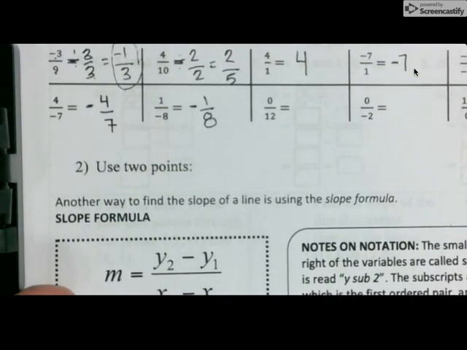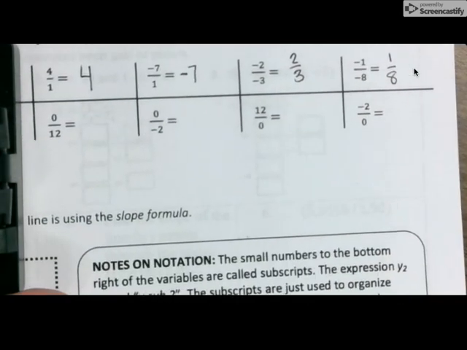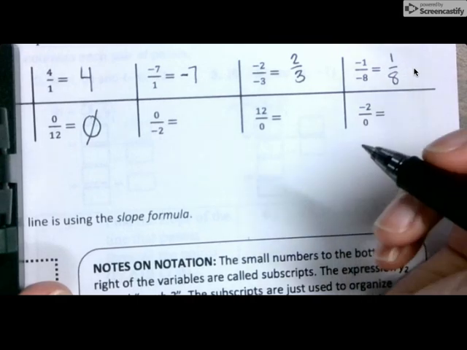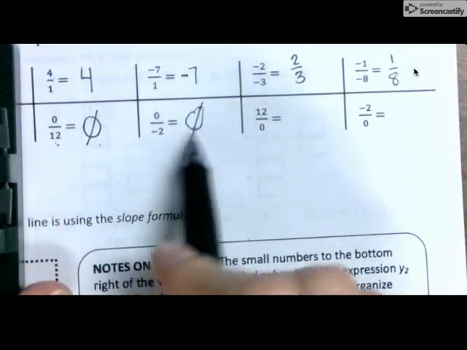Okay? What is 0 divided by anything? 0. What is 0 divided by -2? 0, because 0 divided by anything is 0.